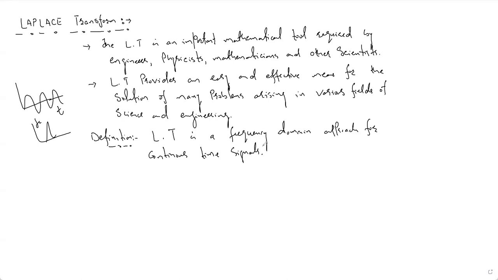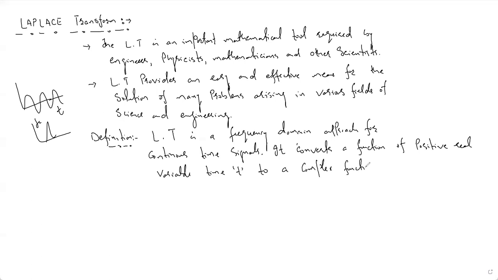It converts a function of a positive real variable, for example time t, which is positive. You know that time always takes real values. It converts it to a complex function of a complex variable. Let us suppose this is the frequency, and we denote it by s.